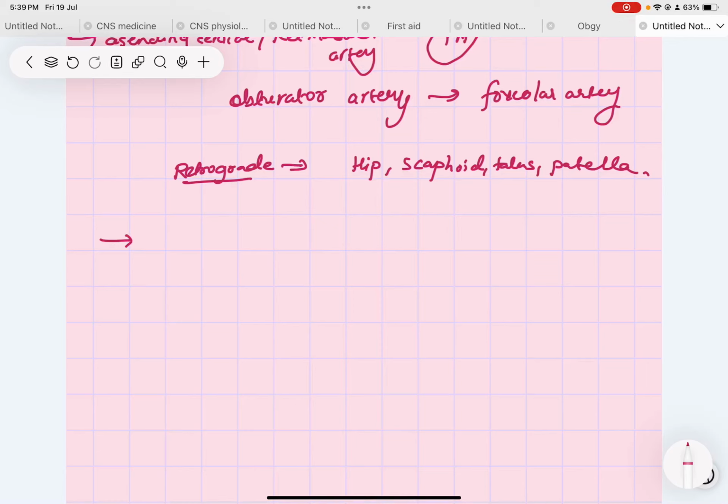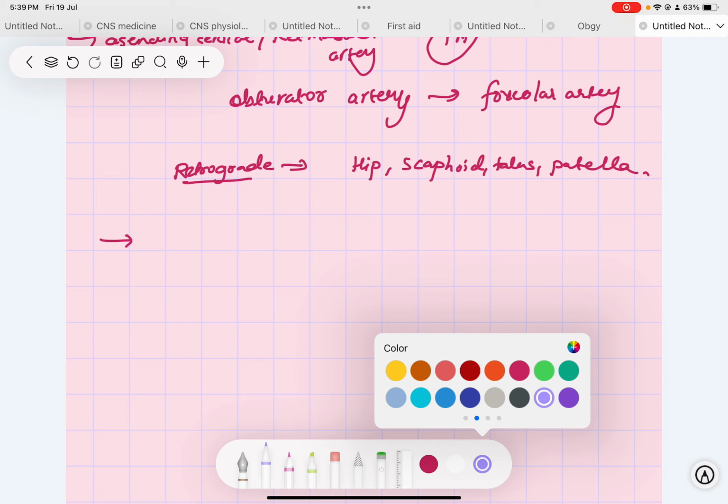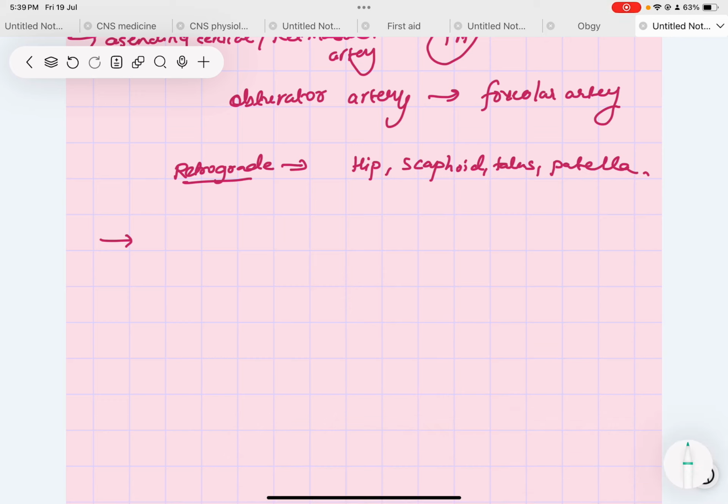Hey guys, so in this video I am starting the Ortho part 2 and we are going to discuss the pediatric hip disorders, and the first one is Perthes disease. So let's talk about this one. Perthes disease is Legg-Calvé-Perthes disease, also known as osteochondritis of the head of the femur.